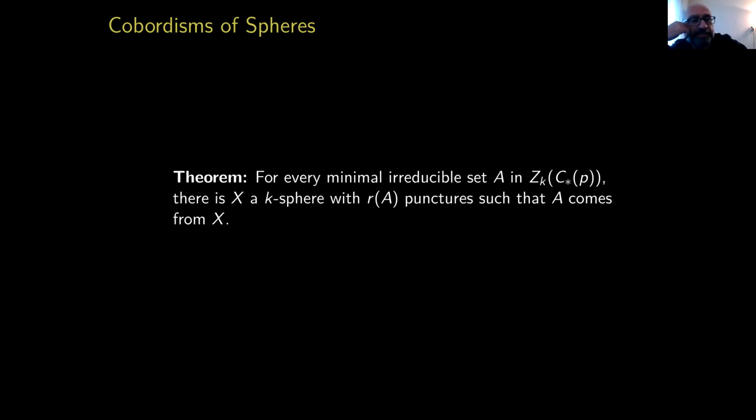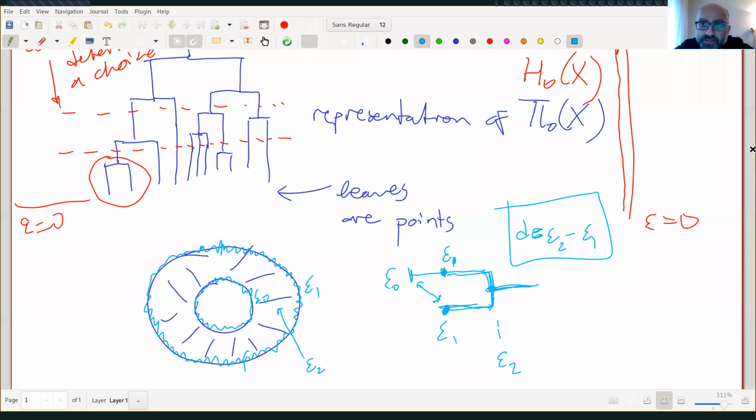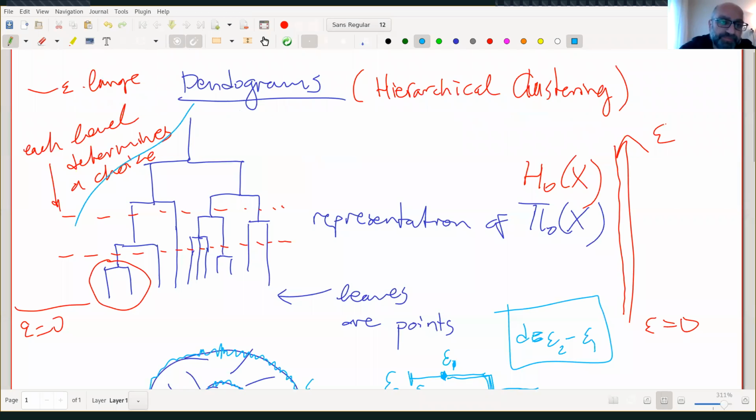This is what we are trying to do. Take K cycles. I have a rank function, so I have a matroid. Take a minimally reducible set. That minimally reducible set corresponds to a K-sphere with a certain number of punctures, or you can think of it as a cobordism of a disjoint union of spheres. So for H0, this is my cobordism.